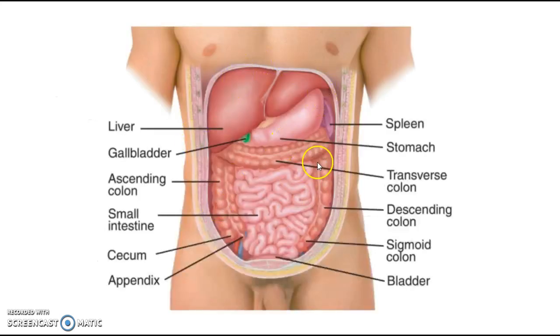This image shows the locations of some of those organs. We can see most of the organs are up high, but we do have the pelvic cavity, which would be right in this region and below.